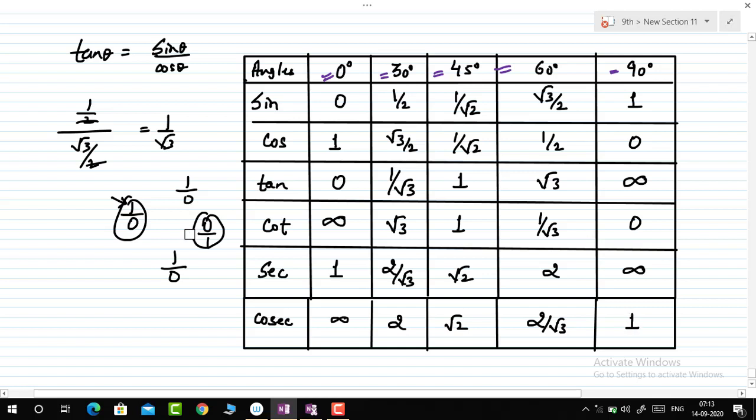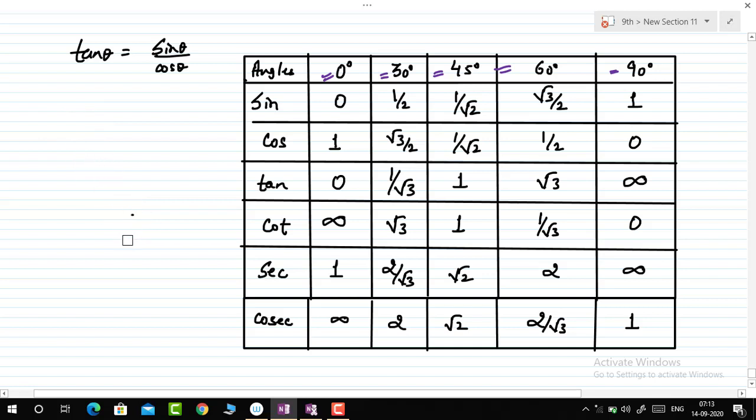So you got the table. You basically need to learn only two rows: one is the sine row and the other is the tan row. Sine is 0, 1 by 2, 1 by root 2, root 3 by 2 and 1, and for tan it is 0, 1 by root 3, 1, root 3 and not defined.